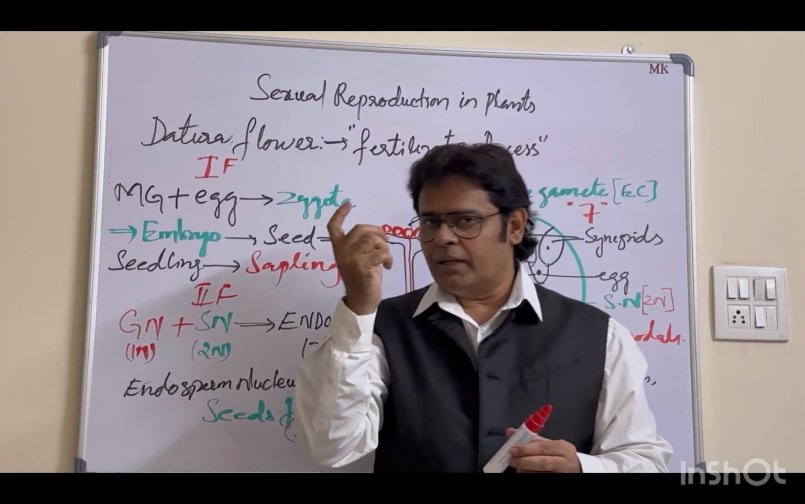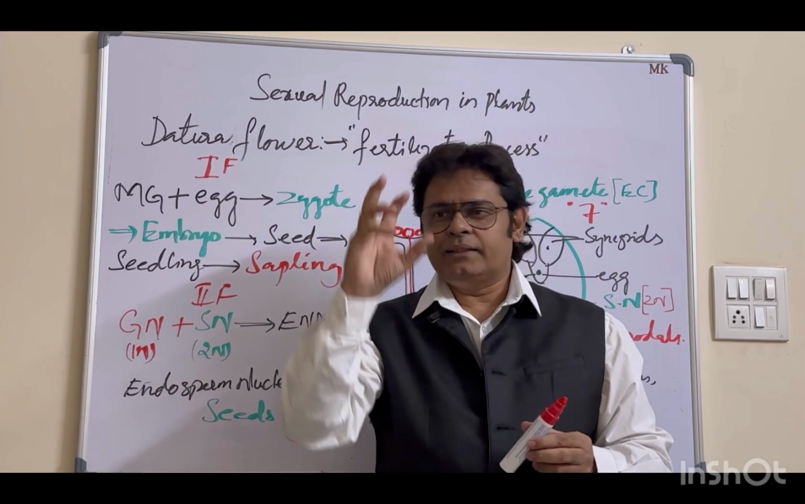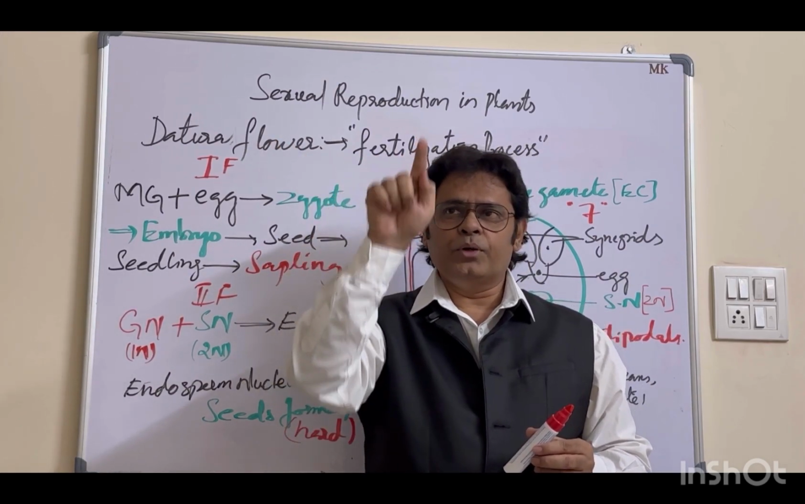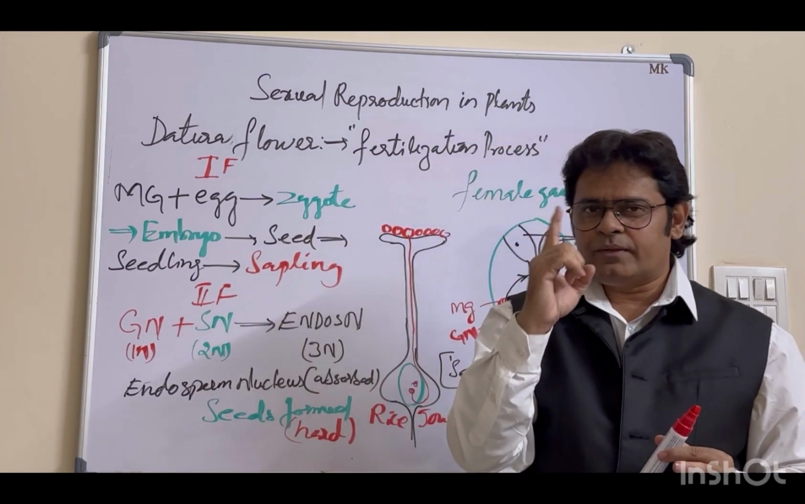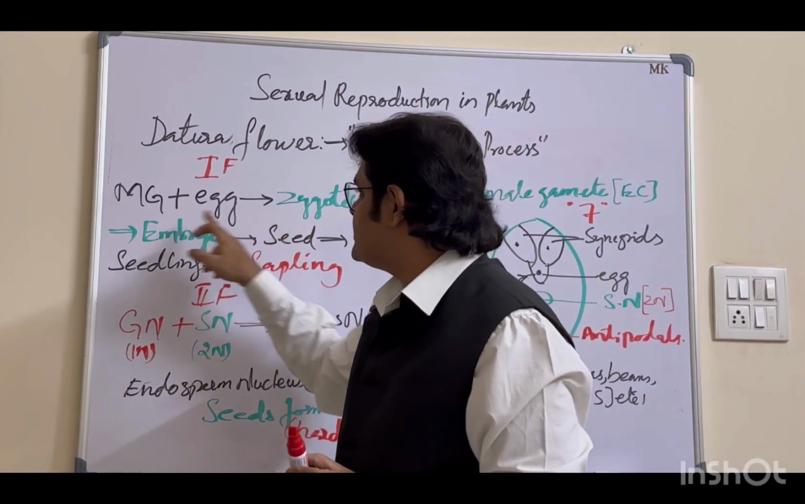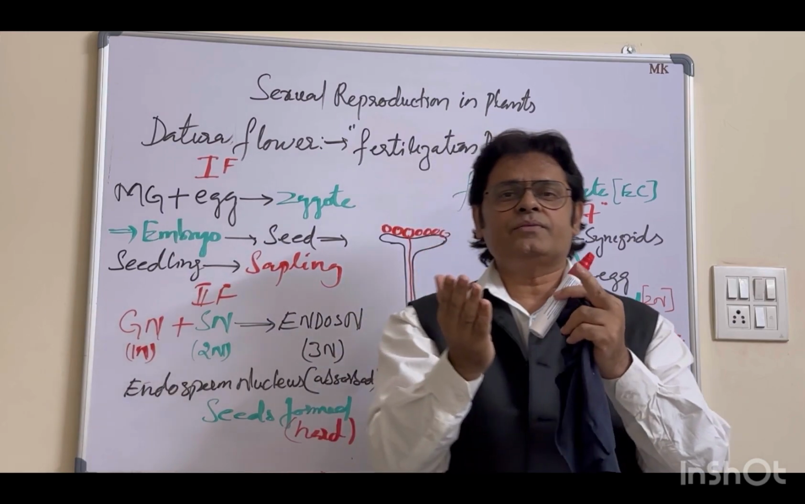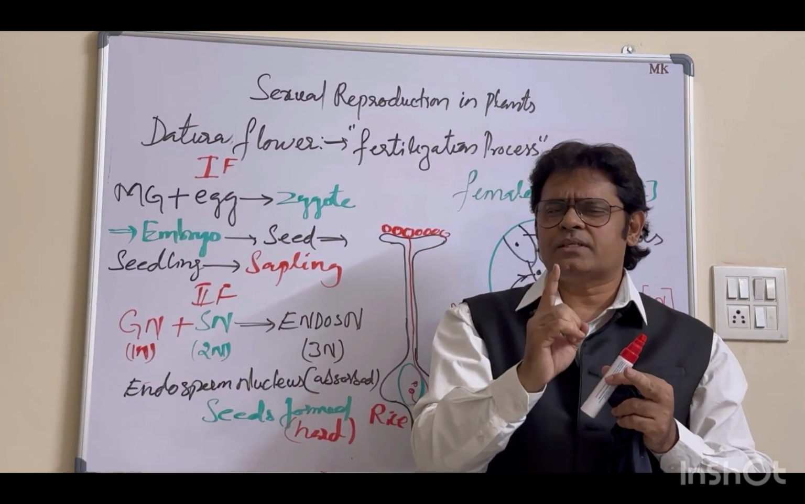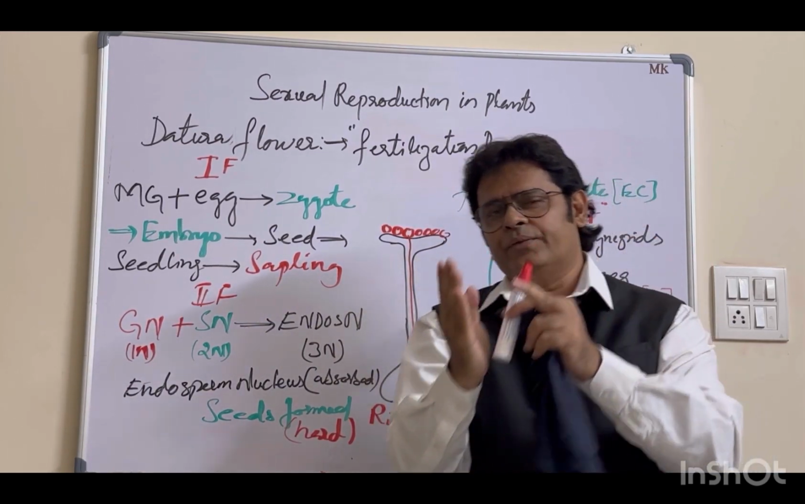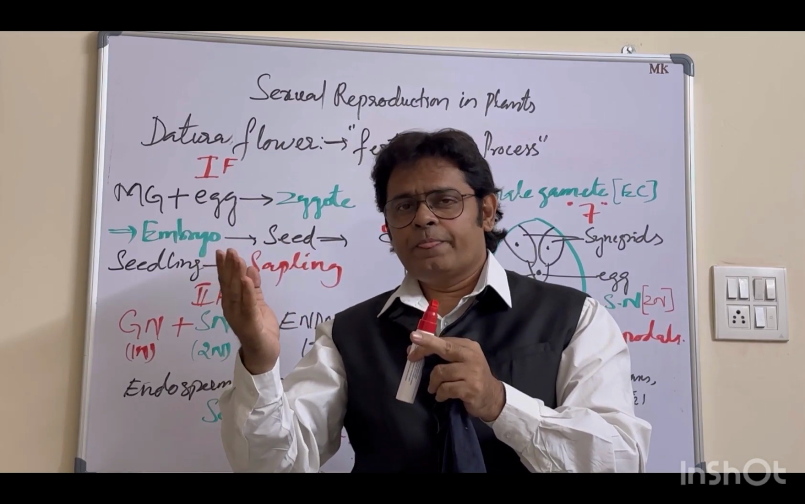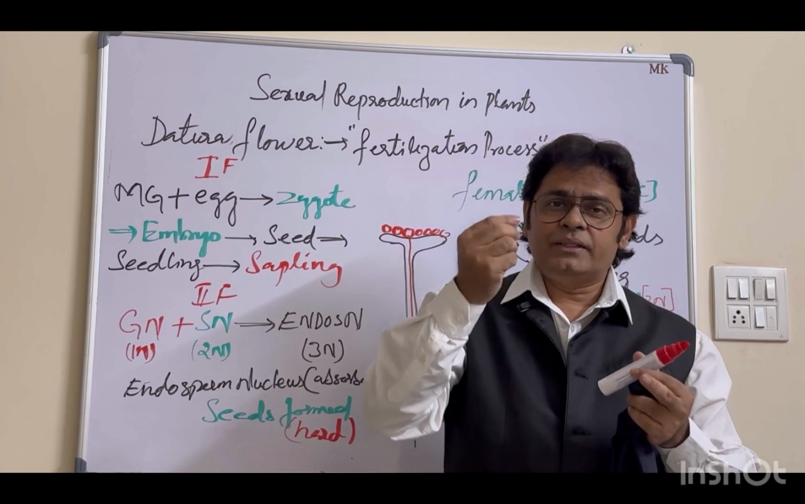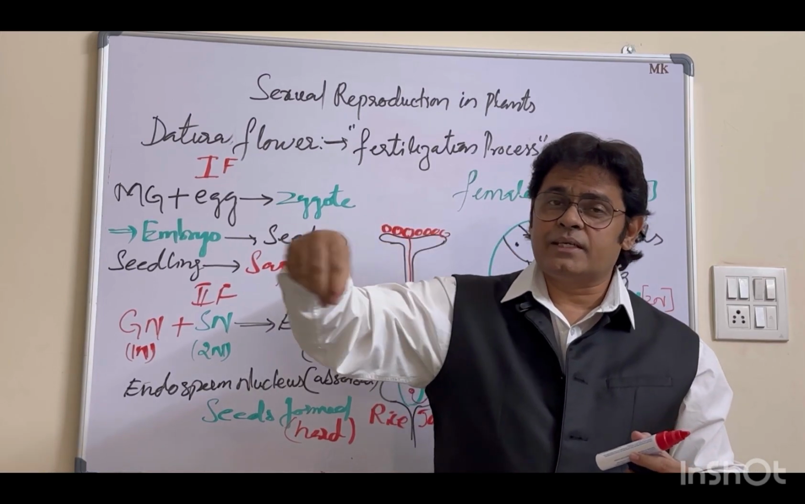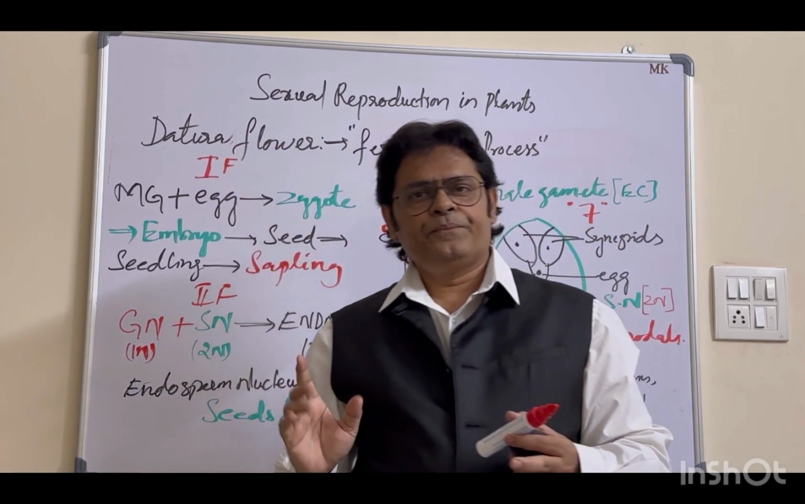Once the pollen tube enters, it ejects two cells. What are the two cells? Male gamete and generative nucleus. And the pollen tube disappears and disintegrates. Now the fertilization starts. In the first fertilization, the male gamete fuses with the egg to produce the zygote. The zygote develops into an embryo, the embryo converts into seed, and from the seed a sapling is produced. This is the first phase.